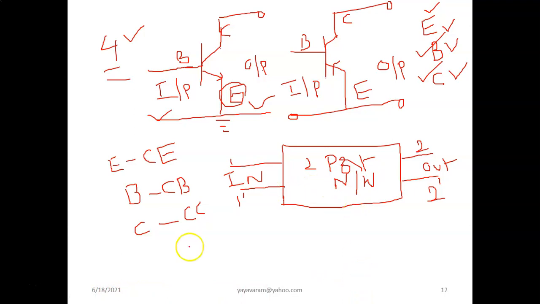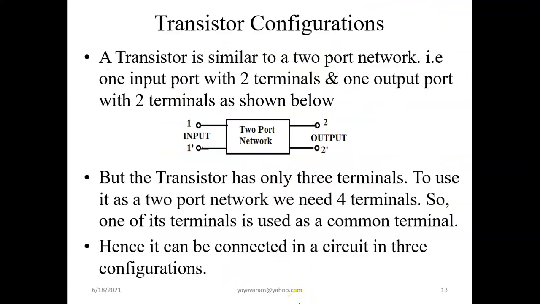So as a transistor has only 3 terminals, to use this as a two-port network with 4 terminals, we consider one terminal as common to both input and output. Hence, as a transistor has 3 terminals, we have 3 types of configurations. This is the most important thing. This is what I have explained in this slide.